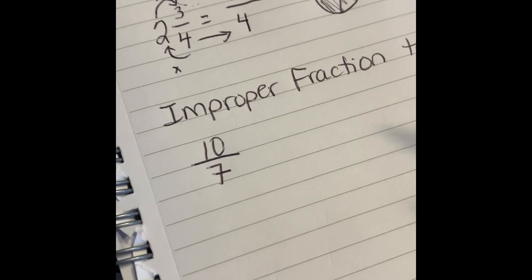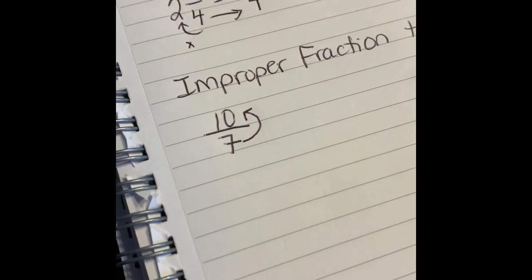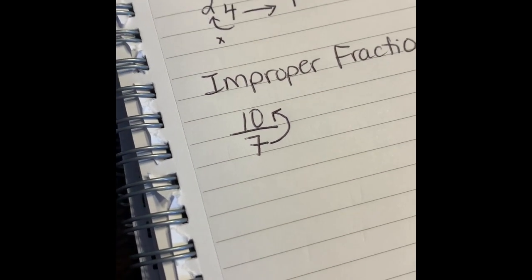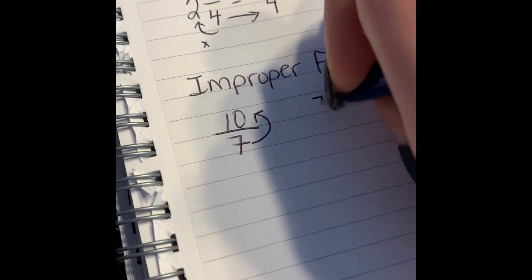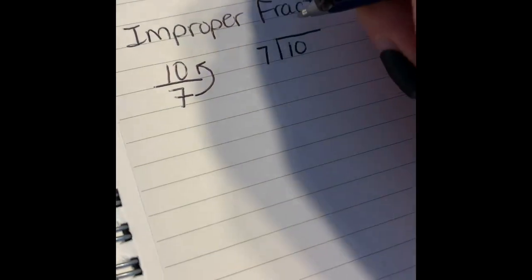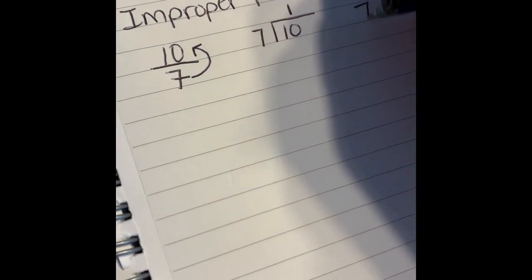The way that we change this to a mixed number is we take our denominator and ask ourselves, how many times does our denominator divide into our numerator evenly? If we are figuring this one out, we say, how many times does 7 go into 10 evenly? Well, it only goes 1 time evenly. That's going to be the whole number of my mixed fraction.